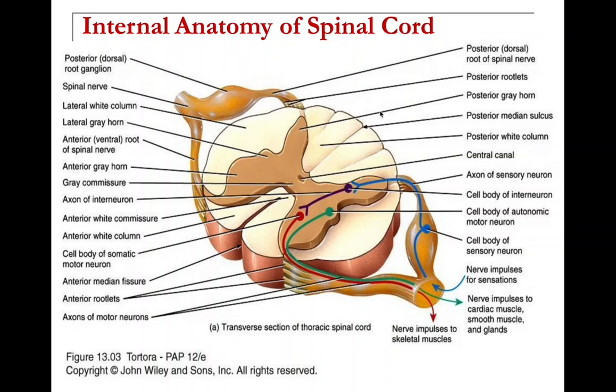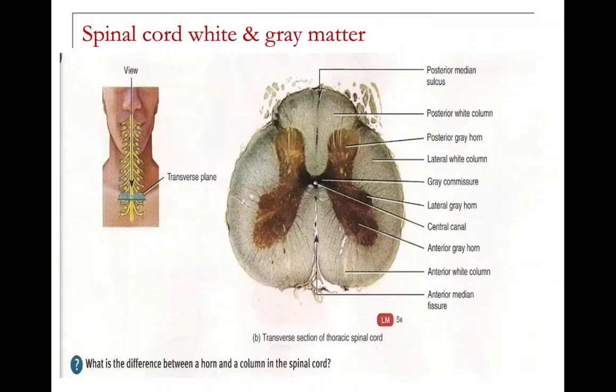So this allows you to see these different areas in here. You can see where there's the sulcus, the horns, the dorsal nerve root ganglion, more of the horns, the anterior white commissure, and so on. And this is a photograph of an actual spinal cord here.